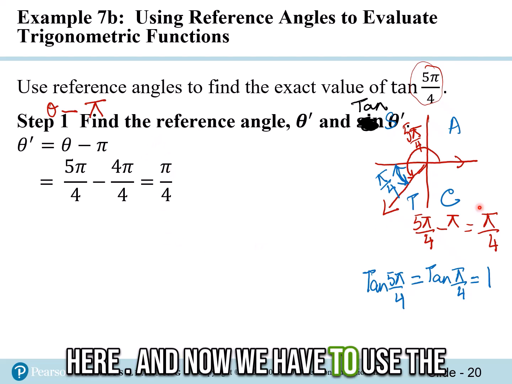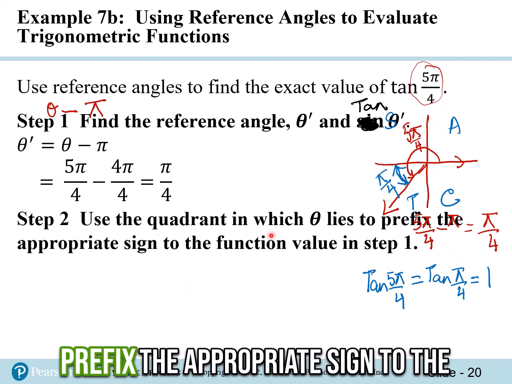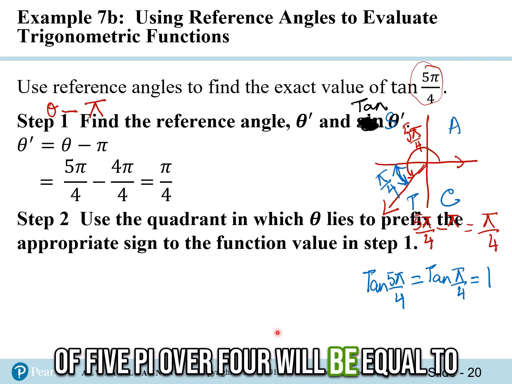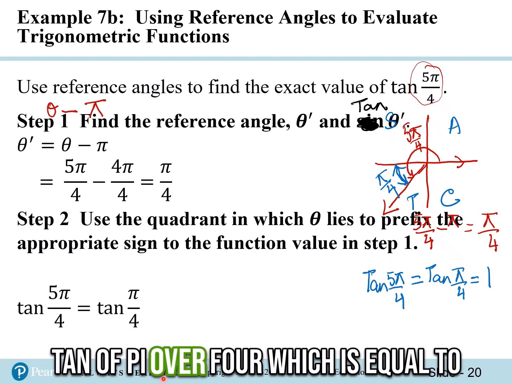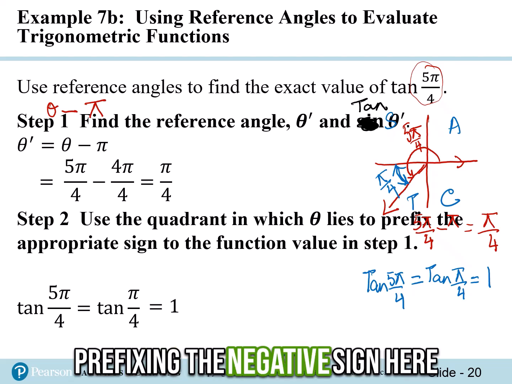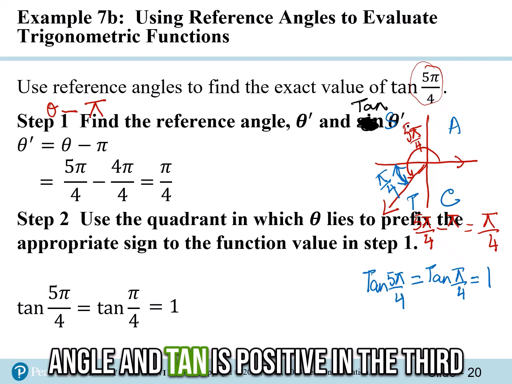And now we have to use the quadrant in which theta lies to prefix the appropriate sign to the function value in step 1. And tan of 5 pi over 4 will be equal to tan of pi over 4, which is equal to positive 1. We don't have to worry about prefixing the negative sign here because this is a third quadrant angle and tan is positive in the third quadrant.